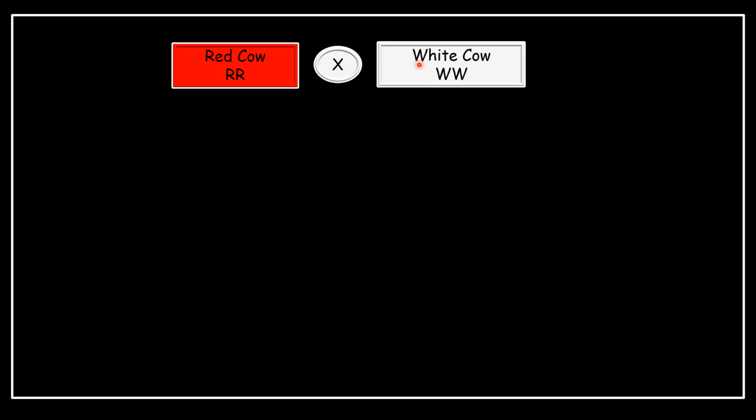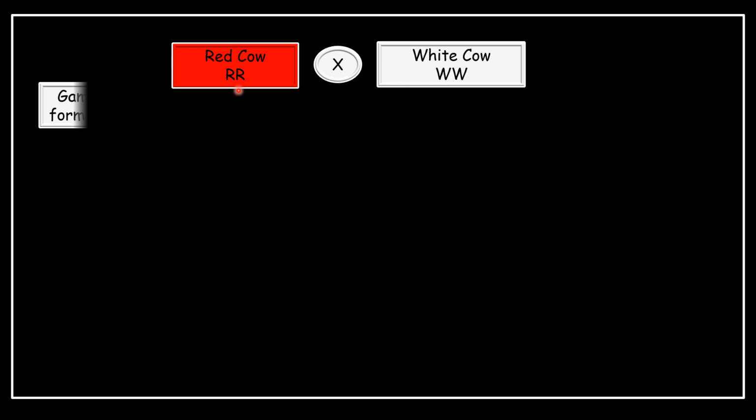Students, let us take an example of codominance now. So here, a red cow is crossed with, say, a white cow. The genotype of the red cow is RR, whereas the genotype of the white cow is WW. Here, the red cow produces skin with red hairs, whereas the white cow produces skin with white hairs. The difference in skin color lies in the type of hair. The red cow produces red hairs, the white cow produces white hairs.